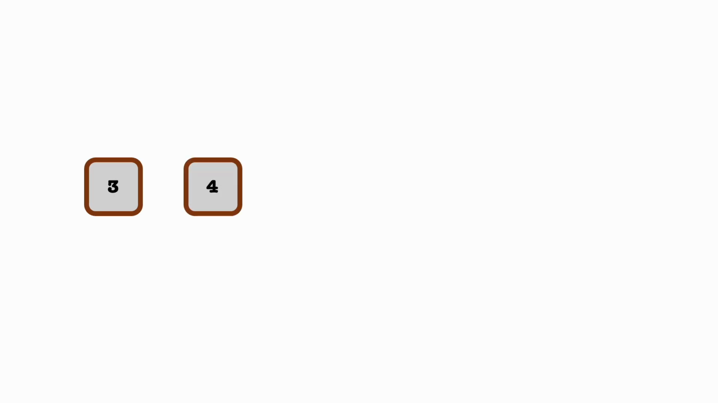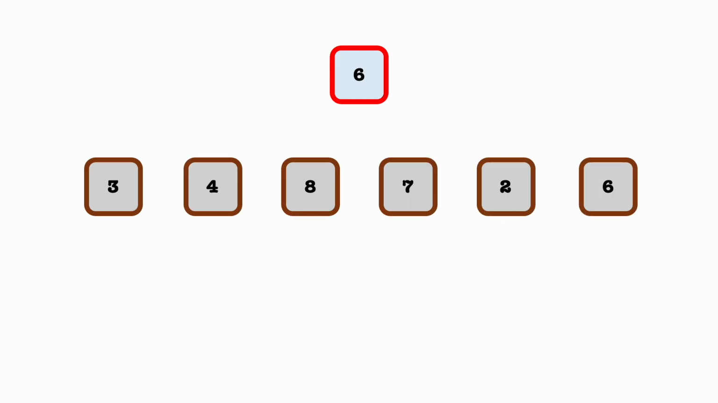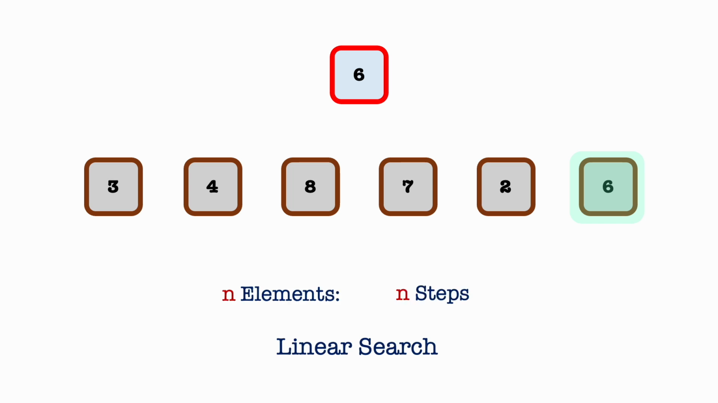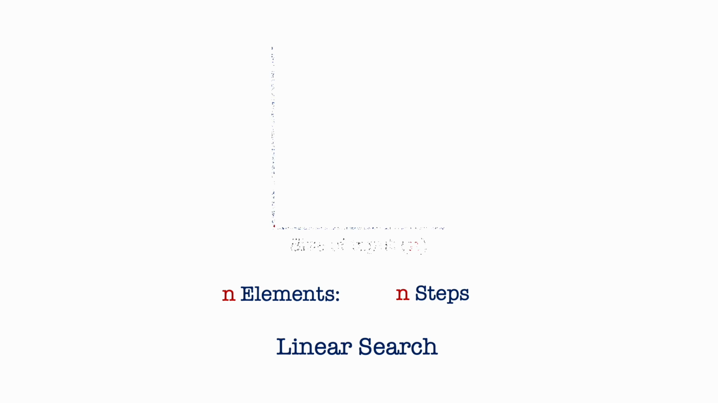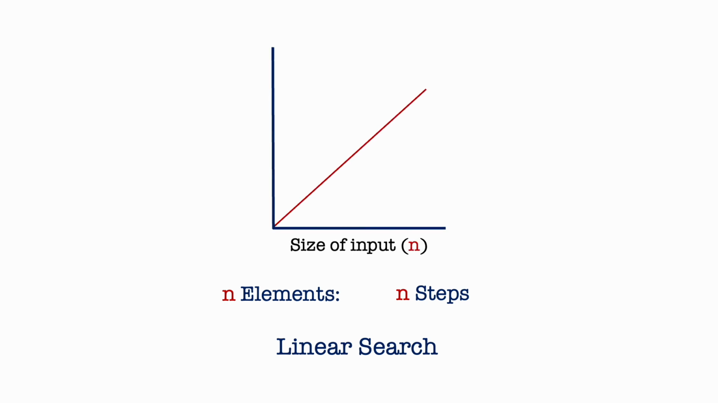We have six integer elements and we want to check if 6 is present. 6 can be anywhere, right? If 6 is the first number, we find it in one step. If it is the second, it takes two steps, and so on. But if 6 is the last or not present, we need 6 steps. This specific case is the worst case, right? Because we need to follow the maximum number of steps in this case. So, if there are n elements, we may need n steps in the worst case in linear search. If we observe the worst case scenario, time or number of steps grows linearly with input size, right?